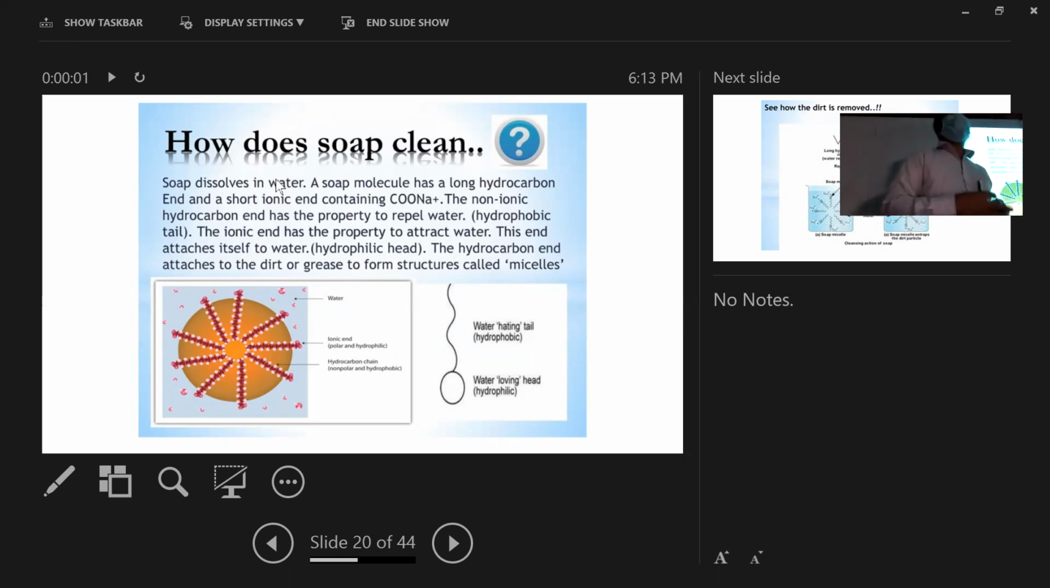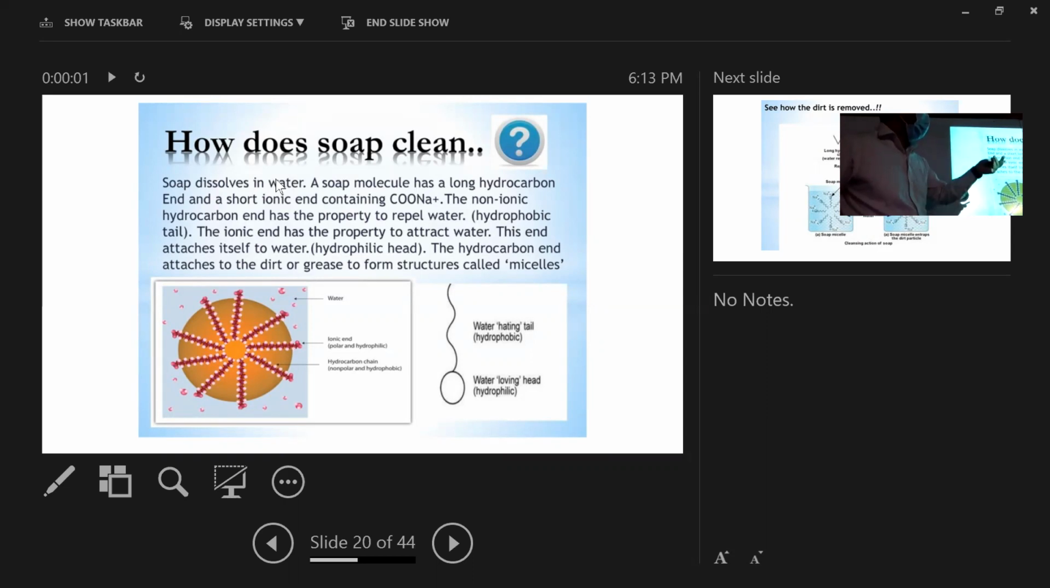Phobia, hydrophobia. Have you ever heard that? This is a kind of disease. If some dog bites someone, then they can have the symptom like this, hydrophobia. That means if you see some water, you can be afraid of water. That is, they do not love water. So that is hydrophobia. So the ionic end has the property to attract water.